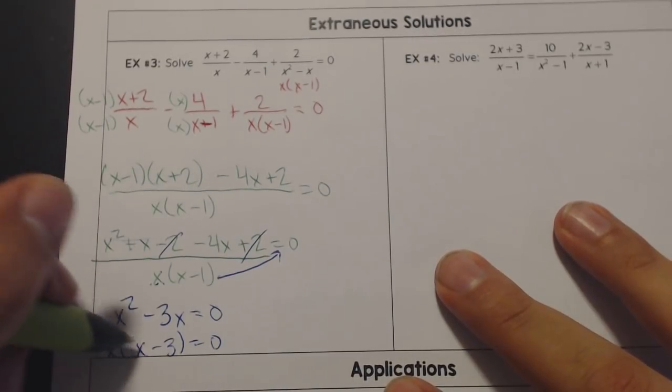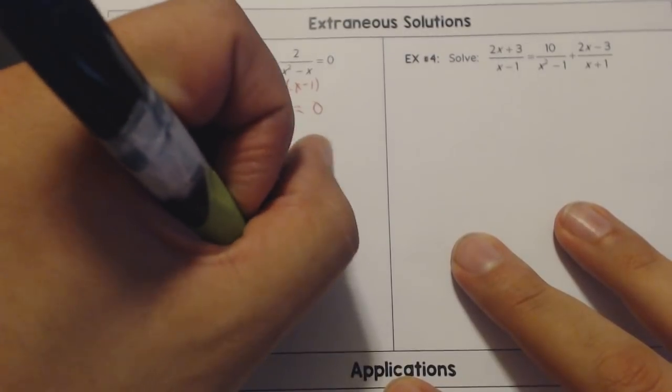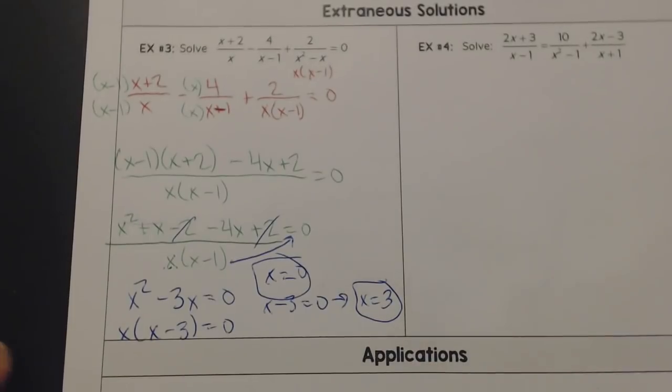I branch them out. I find out that x equals 0 and x minus 3 equals 0. So this means that x equals 3. There's my answers. However, I need to go back and check my answers and see if I get any false statements or if I get any situations where the denominator becomes 0.